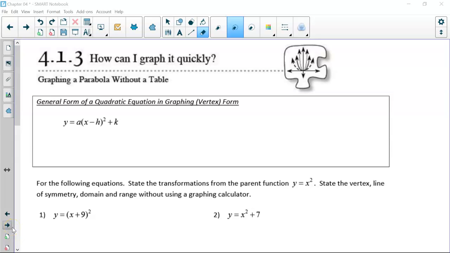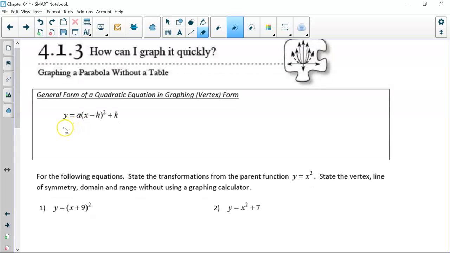Welcome to section 4.13. We're still talking about graphing parabolas without a table using these transformations. So there's our general form of a quadratic, y equals a times the quantity x minus h squared plus k. It's called the vertex form as well because the vertex is at (h, k). Remember, watch your signs for h. And the axis of symmetry is x equals whatever h is.